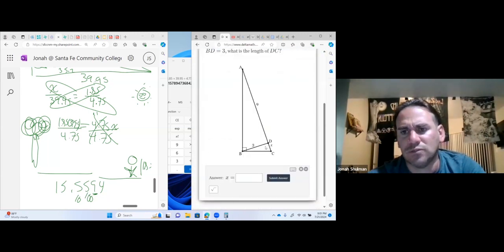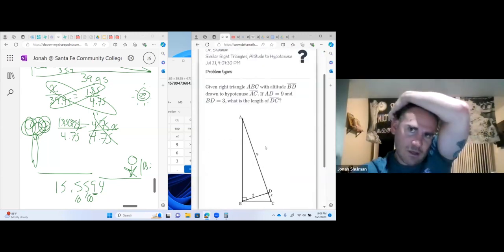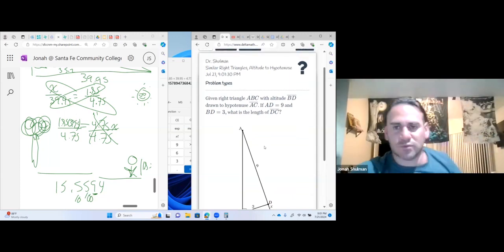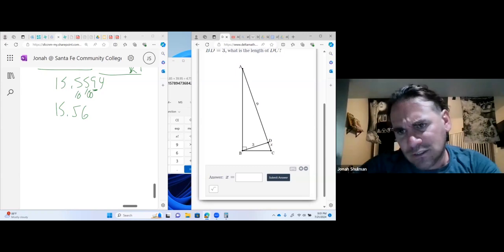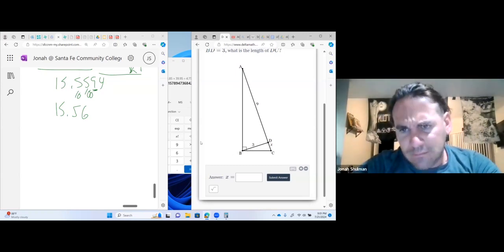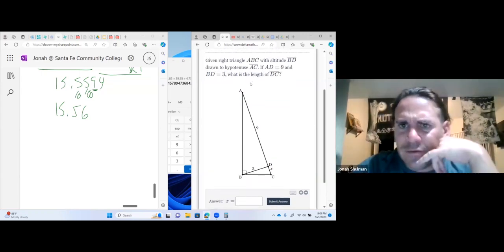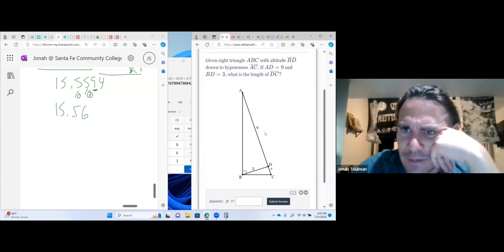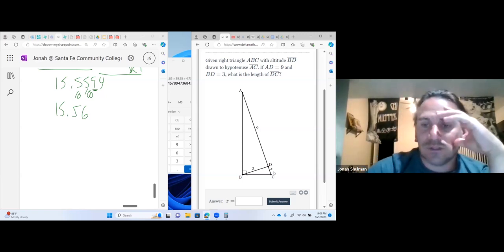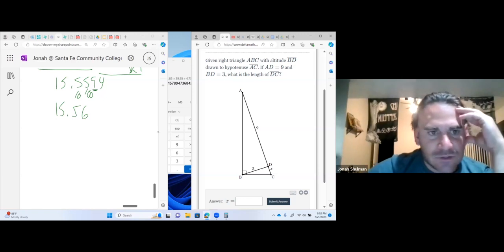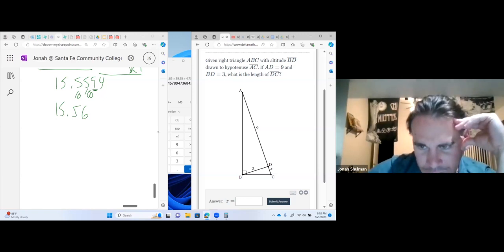And here's the last one we're going to do. Similar triangles with an altitude and hypotenuse. So altitude is just this piece where it makes the right angle. Given the right triangle ABC with an altitude BD, oh, so that makes another right triangle. What is the length of DC?